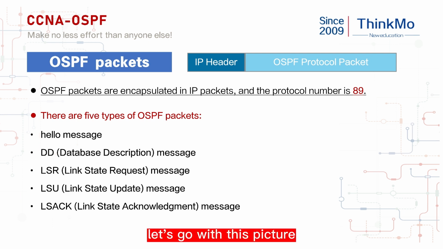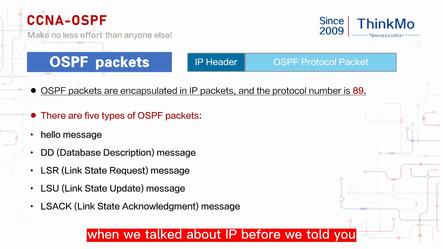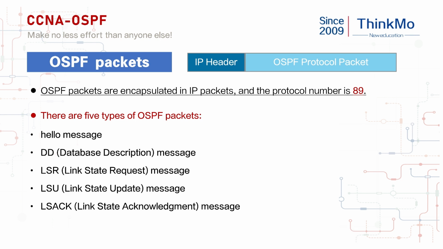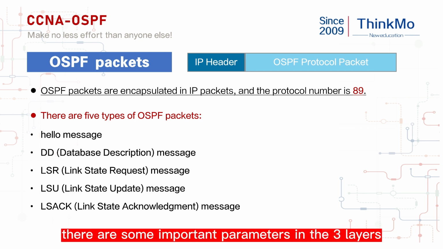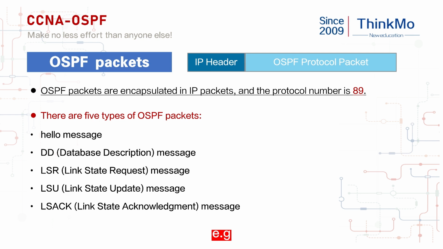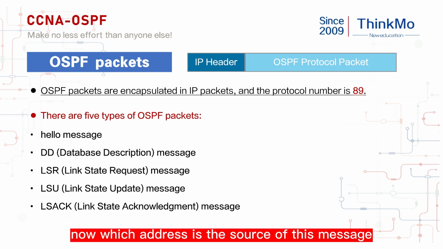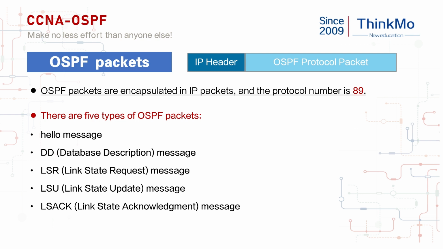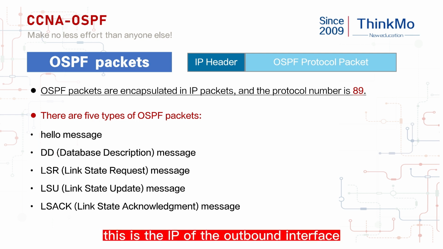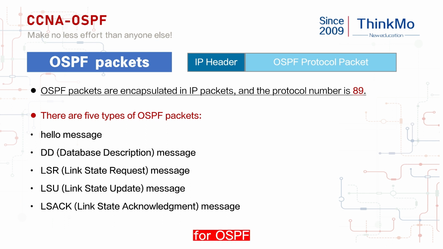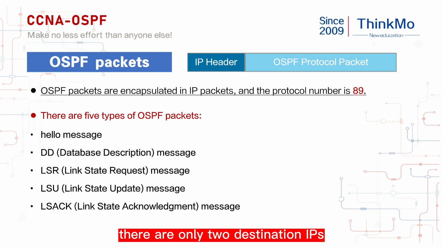Let's go with this picture. When we talked about IP before, we told you there are some important parameters in the layer 3, e.g. source IP and destination IP. The source IP is the address that is the source of this encapsulated message. Generally speaking, this is the IP of the outbound interface that sends the message. For OSPF, there are only 2 destination IPs.